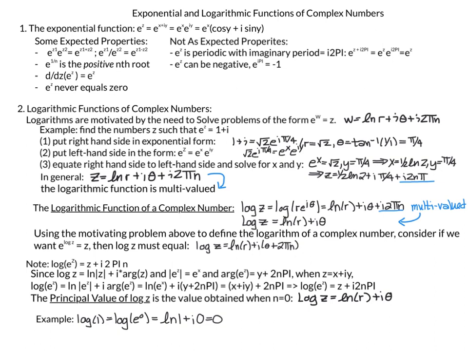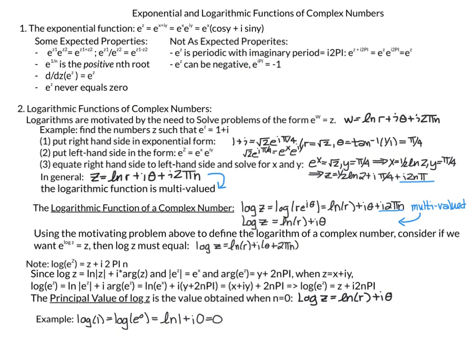Not as expected, the properties that are different: e to the z is periodic with an imaginary period of 2 pi i, and we'll see why that's the case. We'll look into that. And e to the z can also be negative, unlike for real numbers. e to the i pi, for example, is equal to -1.